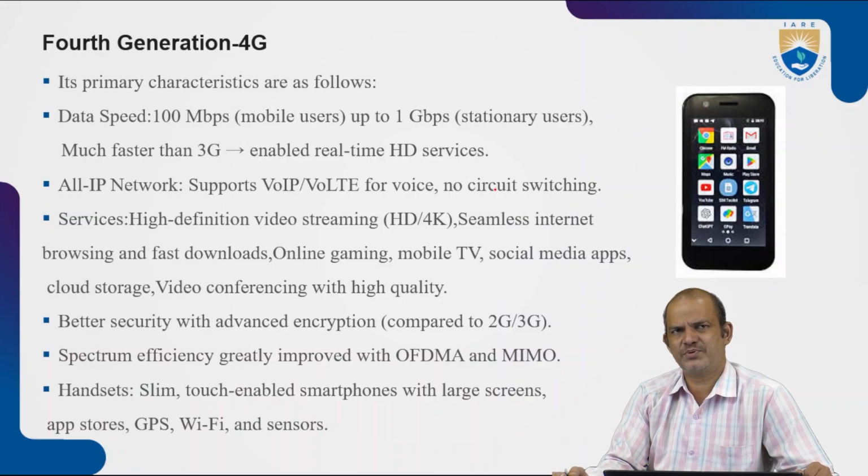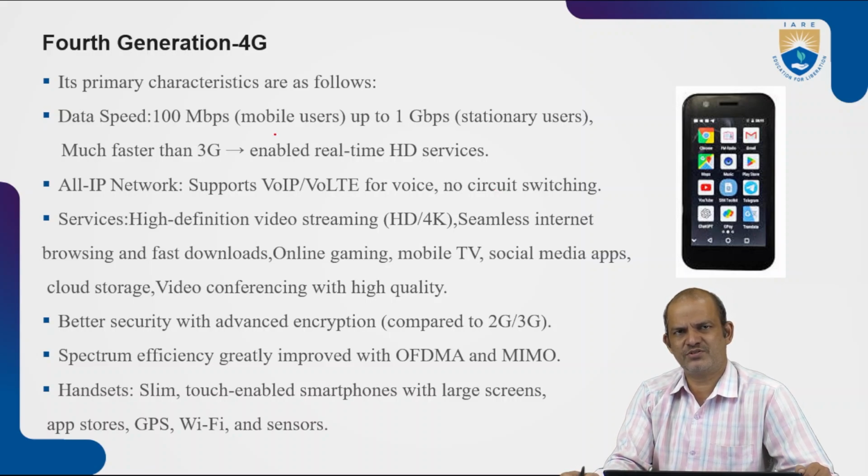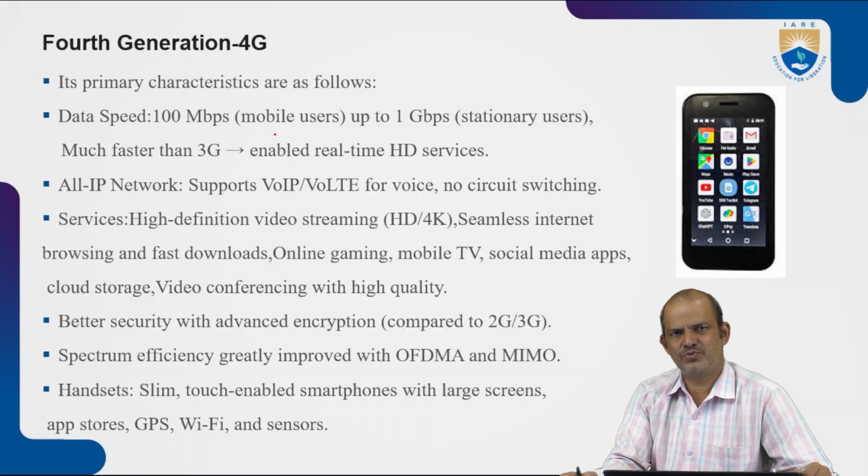The primary characteristics of 4G mobile phones: data speed is 100 Mbps for mobile users, up to 1 gigabit per second for stationary users, much faster than 3G. It enables real-time HD services, is an all-IP network, and supports voice over IP, VoLTE, instead of circuit switching. Services include high definition video streaming, seamless internet browsing, fast downloads, online gaming, mobile TV, social media apps, cloud storage, and video conferencing with high quality, with better security through advanced encryption compared to 2G or 3G.